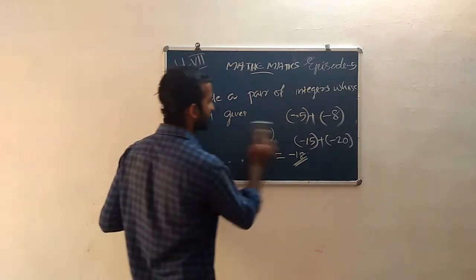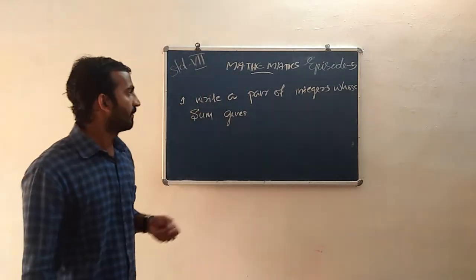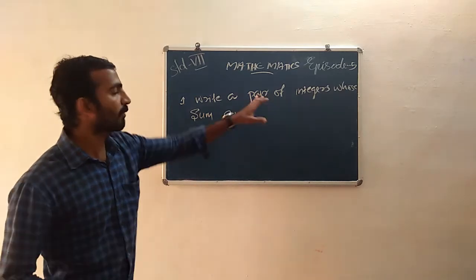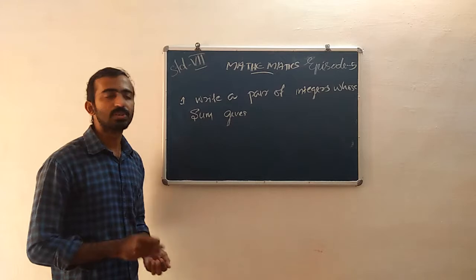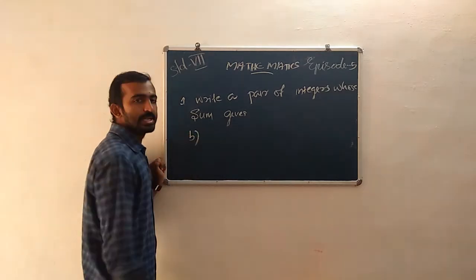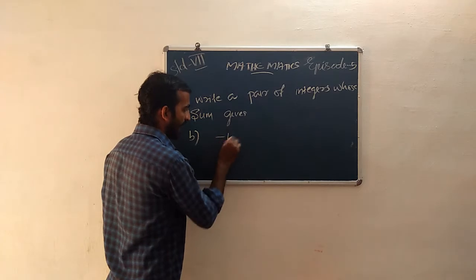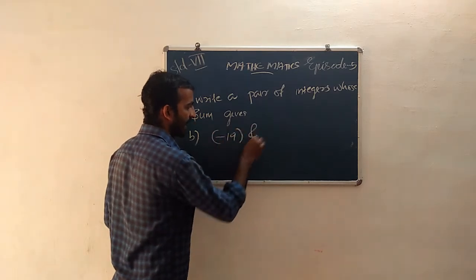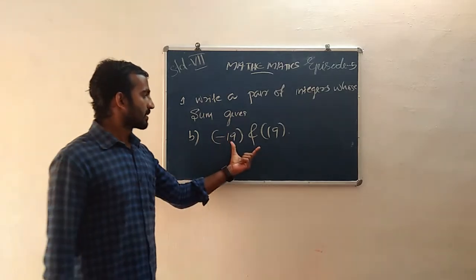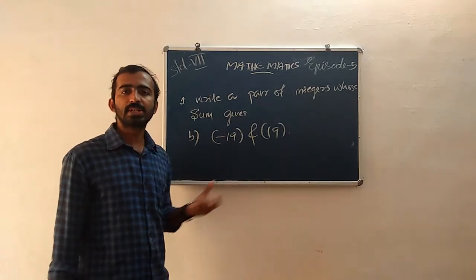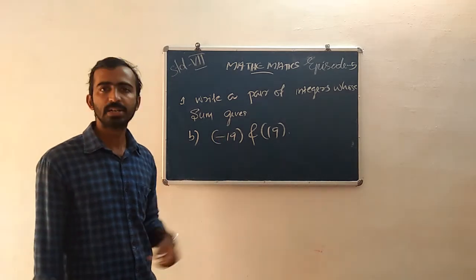The sum is 0. When we take a pair of integers, the sum is 0. The B answer is negative 9 and positive 9. When we take the sum of these integers, we get 0. Is it correct? Yes, we get 0.